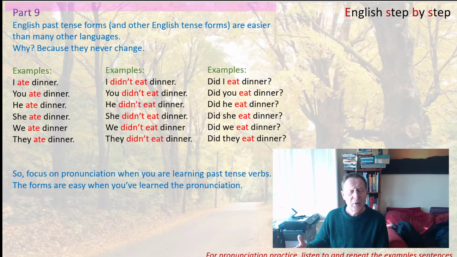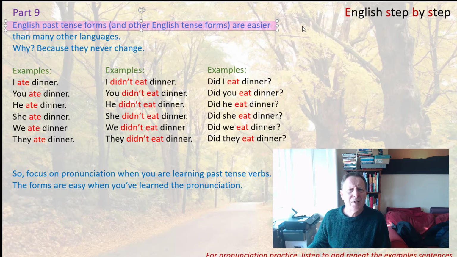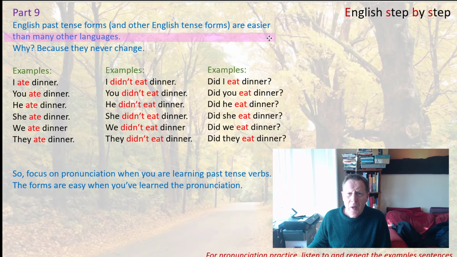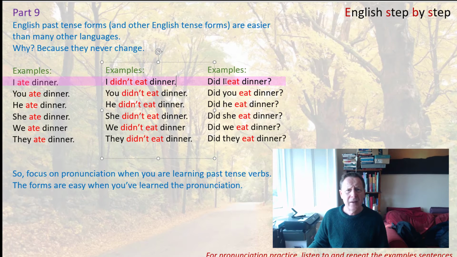And the pronunciation is really the trickiest part of learning the past tenses, because really the forms of the past tense are very easy because they don't change very much. Let's look at what I've written here. English past tense forms and other English tense forms are easier than many other languages. Why? Because they don't change. They never change. For I, you, he, she, we, they, the form is the same. If you see here, we have I ate, you ate, he ate, she ate, we ate, and they ate.